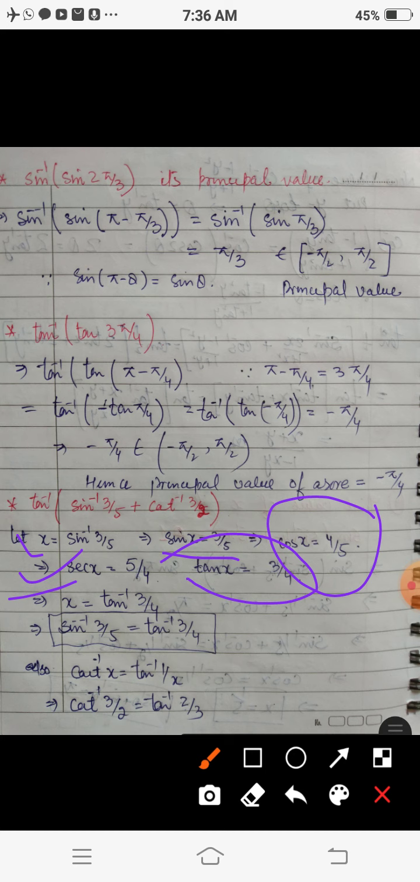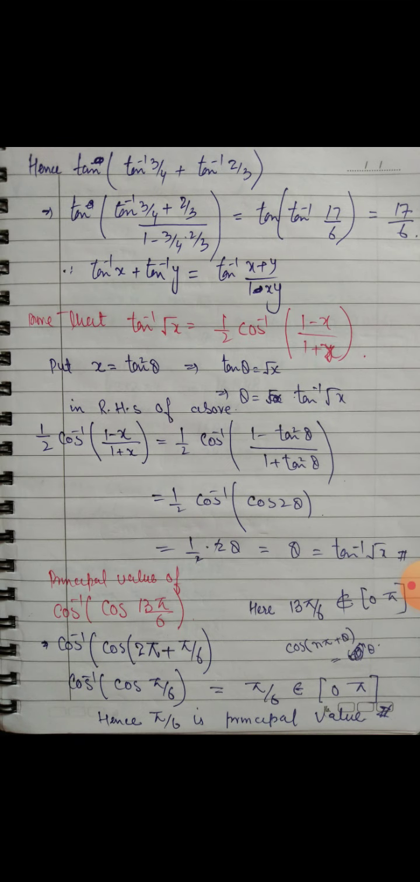Here the value of x is tan inverse 3 by 4, which implies that sine inverse 3 by 5 equals tan inverse 3 by 4. You know that cot inverse x is tan inverse 1 upon x, which implies that cot inverse 3 by 2 is tan inverse 2 by 3.